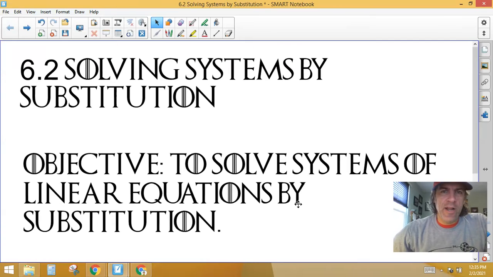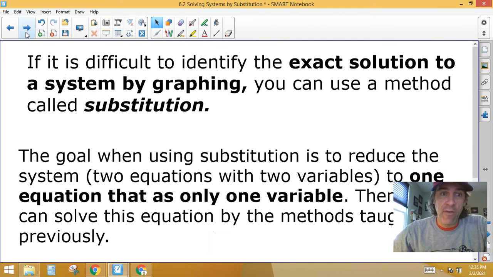Hey guys, on to lesson 6.2, the only one in 6.2, solving systems by using this thing called substitution. Our objective is to solve a system using substitution, substituting something in for something of equal value.